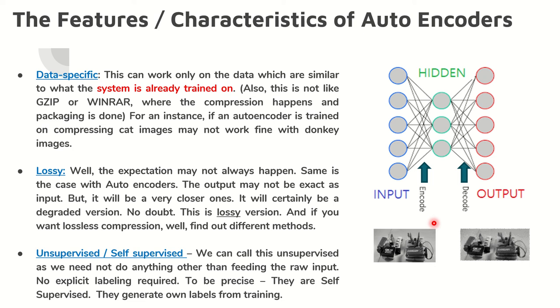Now next, what is unsupervised and self-supervised? It can be called unsupervised or self-supervised character. What is it? We need to just feed the raw data and no labeling is required. That's called unsupervised. And to be precise, this should be called self-supervised because they generate their own label from the training. Now if you see, I am sending an input image, it gets encoded, and it gets decoded, and the output is not the same image that I have gotten. I have got some degradation here, and this is what is referred to as lossy.